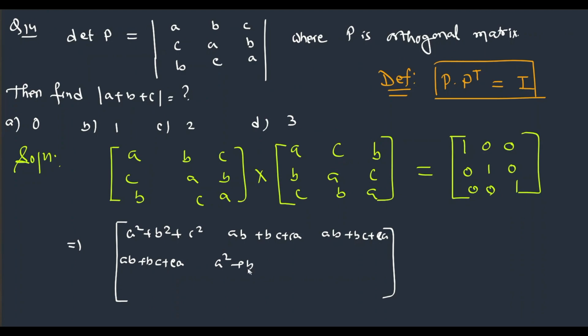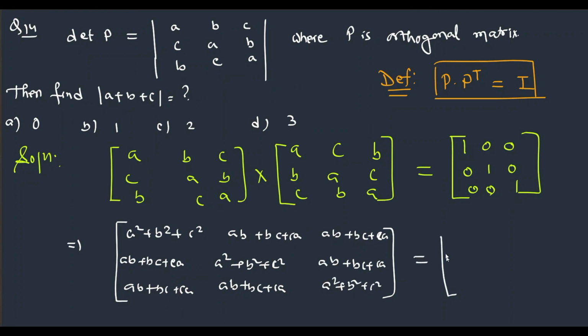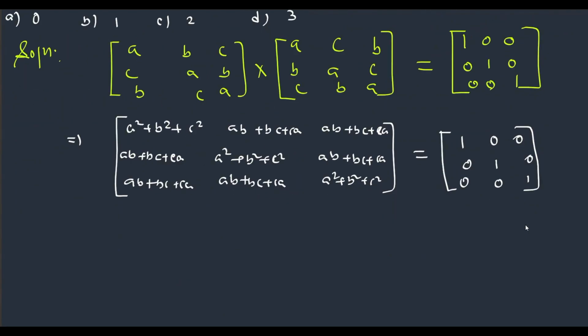Here you have a square plus b square plus c square. Then again you have ab, bc, ca, here also the same, here also ab, bc, ca. Here you have a square plus b square plus c square, which is the same as the matrix 1 0 0, 0 1 0 and then 0 0 1. So now what we have, a square plus b square plus c square is equal to 1. At the same time ab plus bc plus ca is equal to 0.